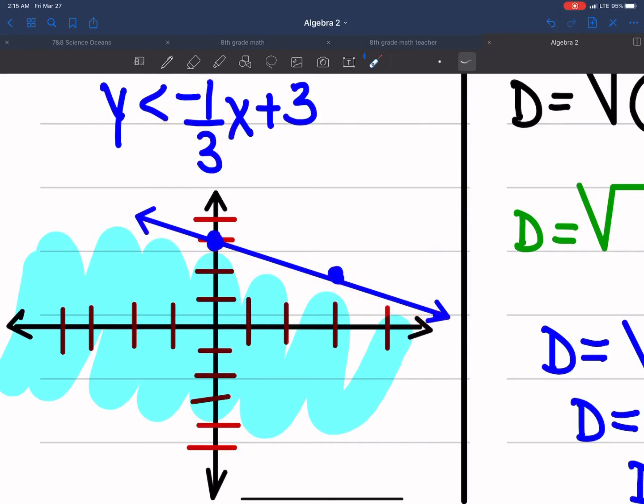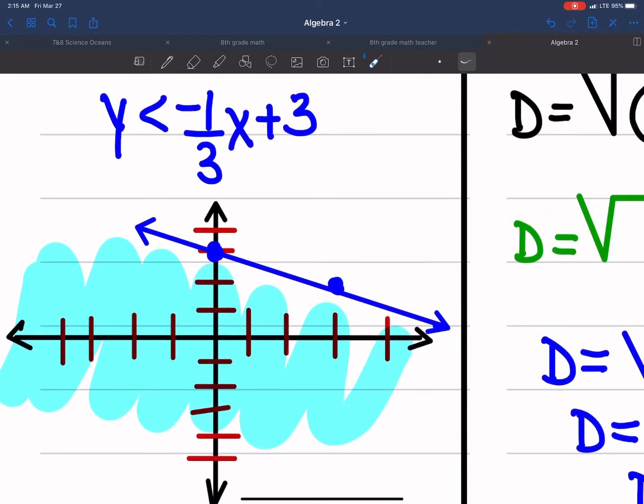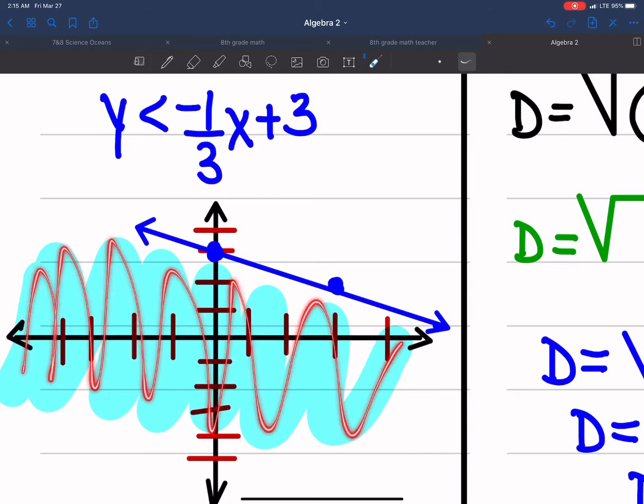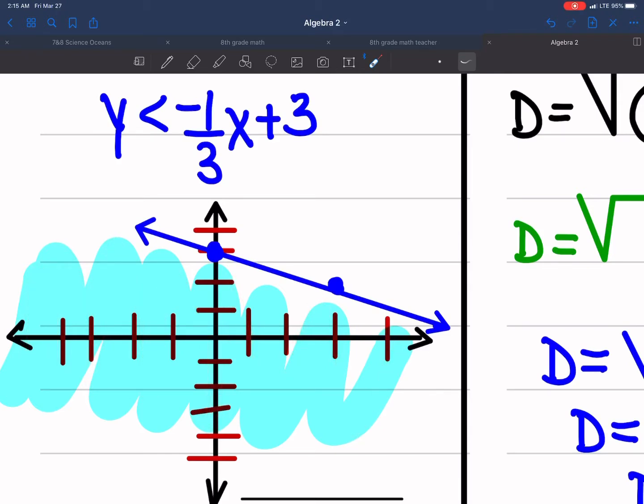All right, pay attention, please. And so here we go. Now we're going to shade in, and we said that the direction that the inequality is pointing is the side of the line that we are going to shade in. In this case, it is pointing left. So we're going to shade everything on the left side of that line, and there we go. We have solved our problem.